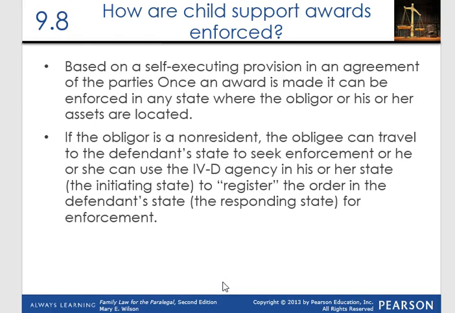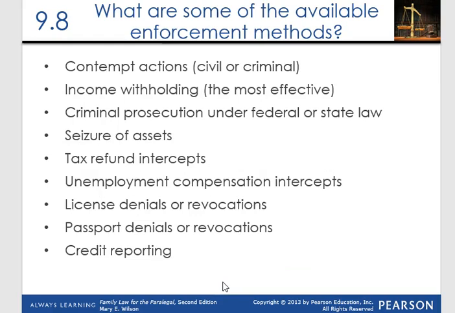Ways of enforcing support orders. Based on a self-executing provision and an agreement of the parties, once an award is made, it can be enforced in any state where the obligor or his or her assets are located. If the obligor is a non-resident, the obligee can travel to the defendant state to seek enforcement, or he or she can use the 4D agency in his or her state, the initiating state, to register the order in the defendant state, the responding state, for enforcement. They can be enforced through contempt actions, either civil or criminal.